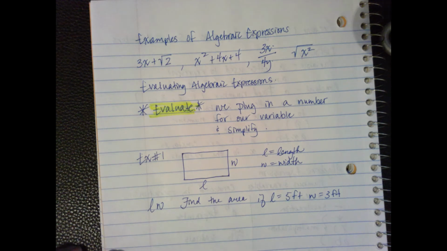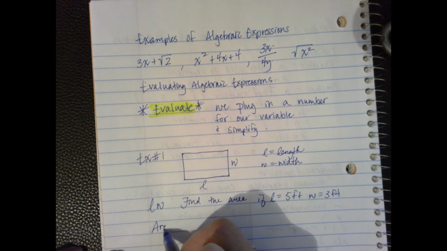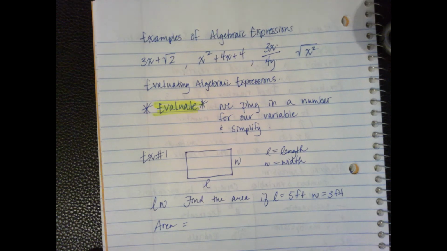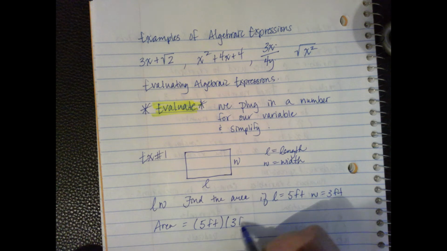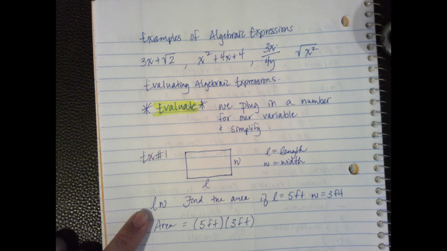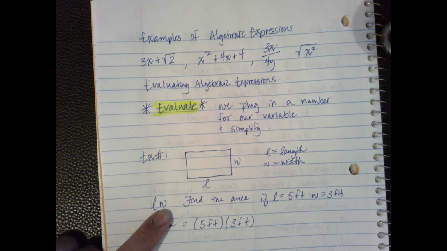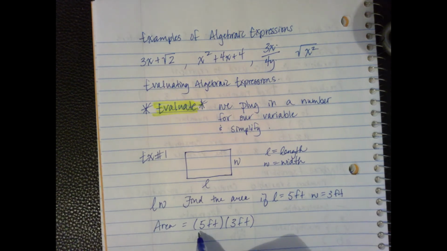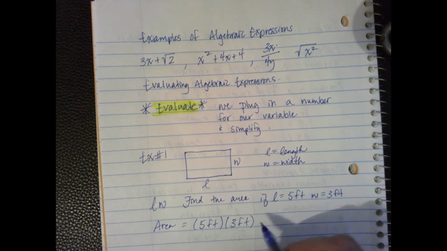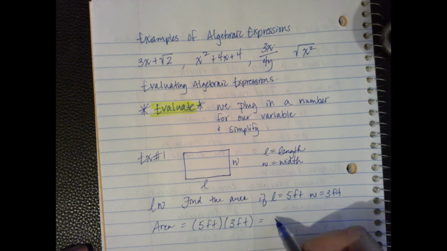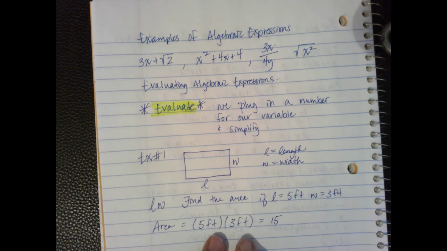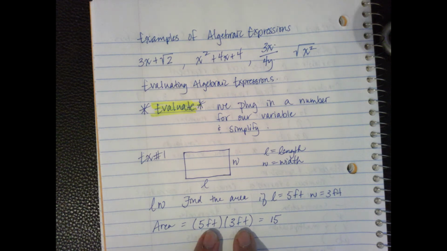Okay, so area here equals 5 feet times 3 feet. Okay, so I plugged in 5 feet for L and I plugged in 3 feet for W. Next, I need to simplify. I can multiply 5 and 3 here. Okay, I don't have a plus or minus sign in between the two parentheses, so that tells me everything needs to be multiplied together. So here I've got 15, and when we work with units, we have to perform operations on those units as well.